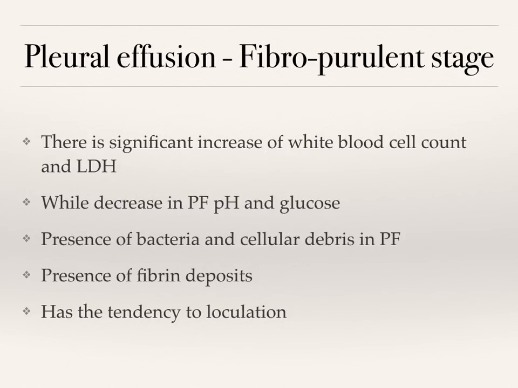The next stage is your fibro-purulent stage. In this stage, there is already a significant increase in your WBC and LDH counts, while a decrease in pleural fluid pH and glucose is also noted. Here, there will be presence of bacteria and cellular debris and fibrin deposits, hence the tendency to loculate.